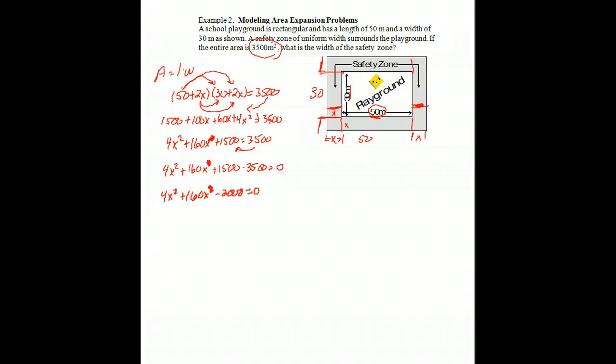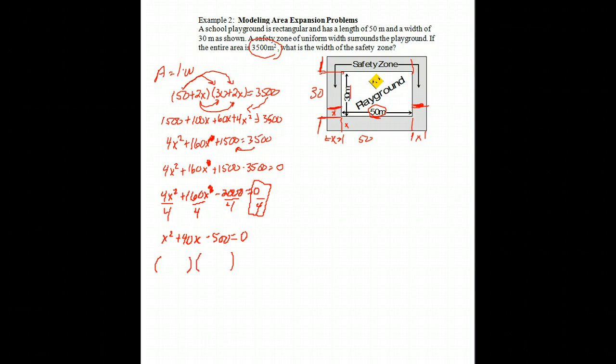Now, since there's a common factor of 4, every number here can be divided by 4. So do that first. So you would have x squared plus 40x subtract 500 equals 0 divided by 4. And I know this is going to be 0 anyway, but I think it's a good habit to get into, just to realize that you have to divide everything by 4, including this side.